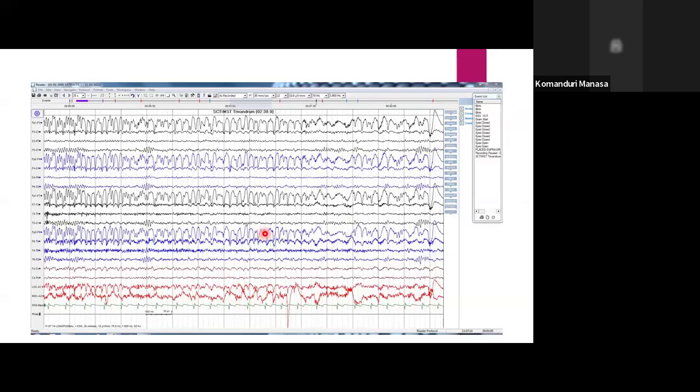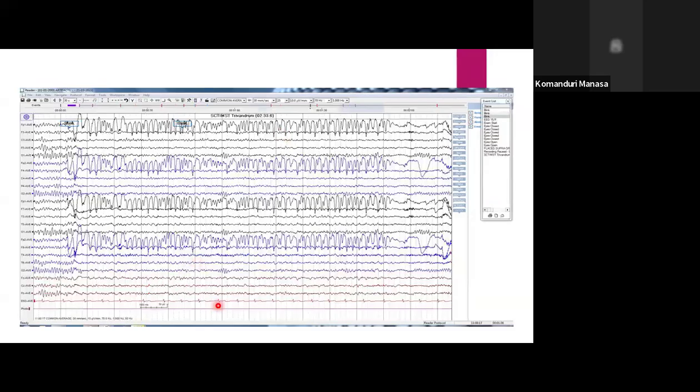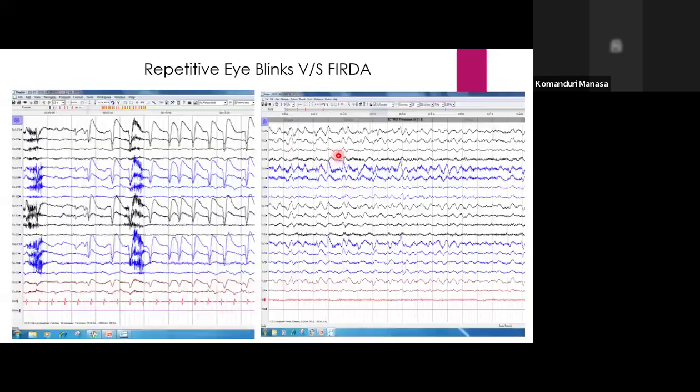So this is a longitudinal bipolar montage, and coming to the common average, these are picked up only in the anterior frontopolar electrodes. So this is a FIRDA activity which is seen here, which extends posteriorly beyond.